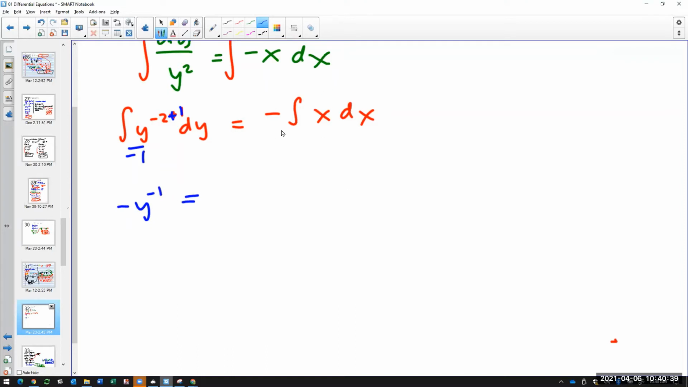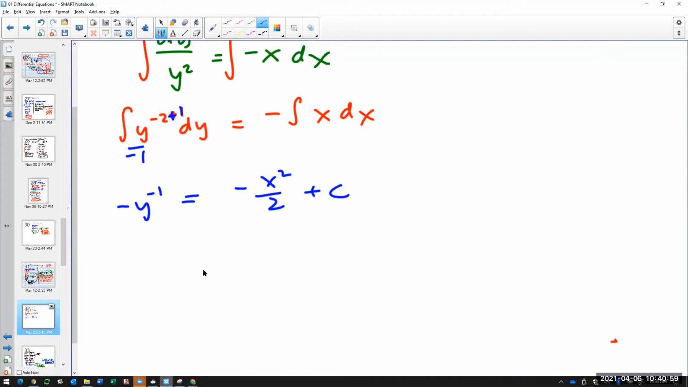Okay, let me do this integral over here. This integral is going to be negative x squared over 2. Okay, did you guys get that far? Okay, all I did was integrate the left by itself, act like it was a problem by itself. Integrate the right side, act like it was a problem by itself. Okay, so first you separate, then you integrate.